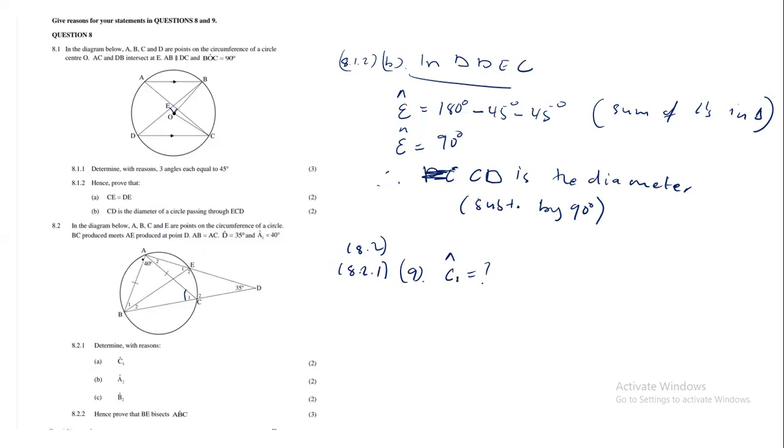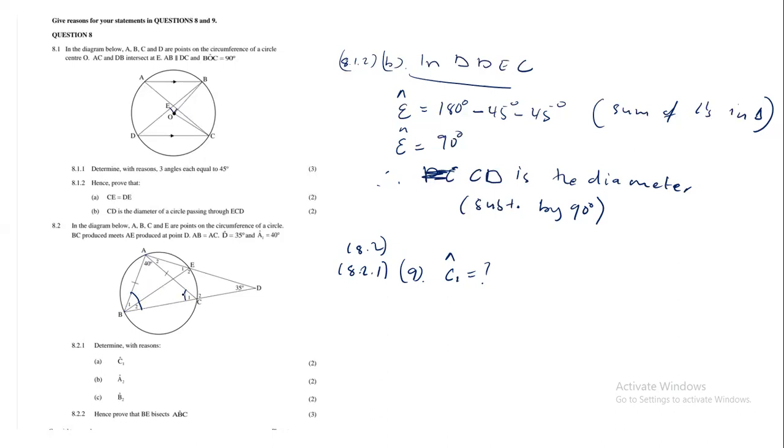Now you are told that AB is equal to AC. If that is the case, that means these two base angles are supposed to be the same, because the opposite sides of triangle ABC are equal. That means these two angles are also equal. So this angle, which is ABC, I will also call angle C1, and this is also C1 because they are equal.